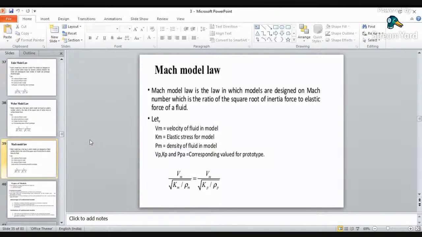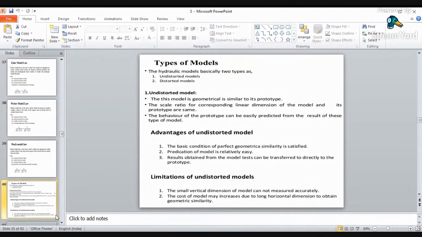By performing these model tests, we are confirming that whatever model you have made is exactly the same as the prototype, because dimensions can be made easily. If a 10 meter prototype has to be constructed, you can make the model dimensions in a ratio. So dimensional similarity can be matched easily, but the forces acting on that particular prototype cannot be matched easily. That is why it is essential to perform these model laws. Once you are satisfied with these laws, then you can confirm that your model is actually the same as the prototype to be built.